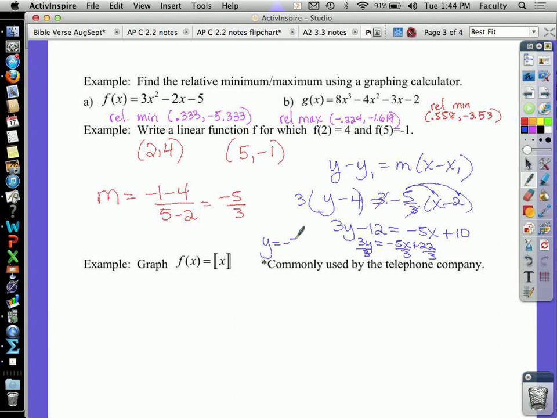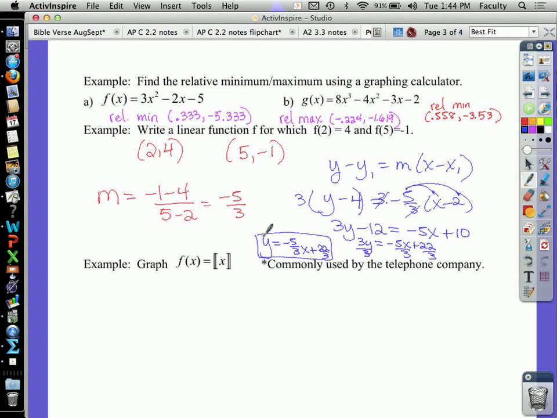The advantage to point slope is I didn't have to deal with a fraction until the very end. But if you do y equals mx plus b, you're going to have to be subtracting, getting common denominators and all that. You're welcome to it if you like fractions, go for it. But I'm just trying to show you a different way to do it that might be a little bit easier. All right, any questions up to this point?